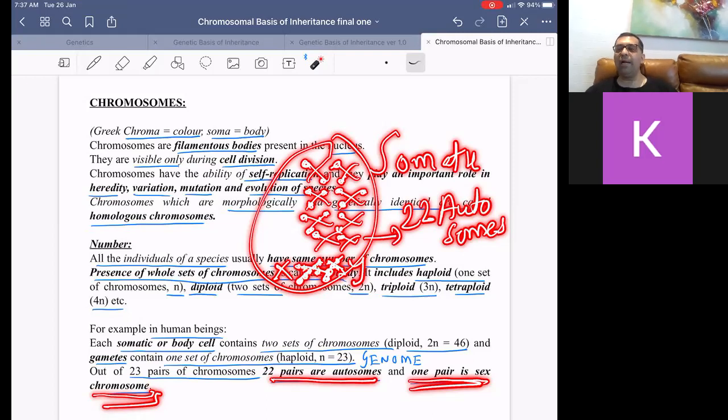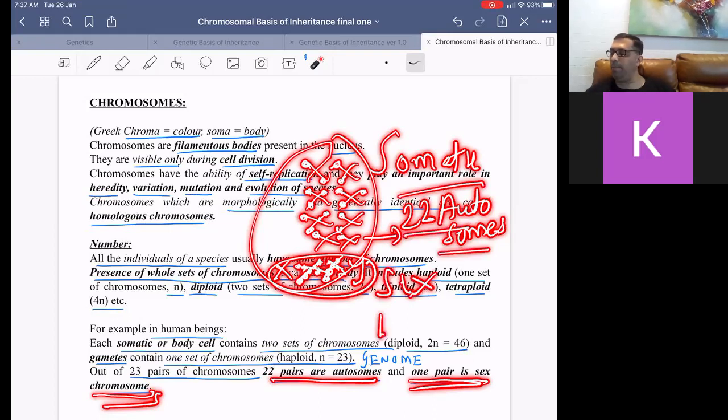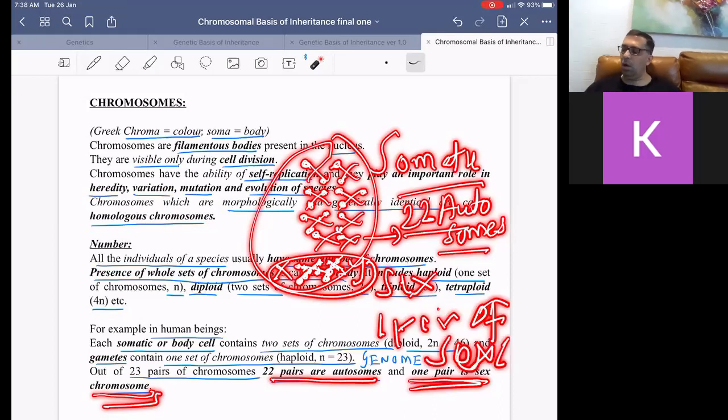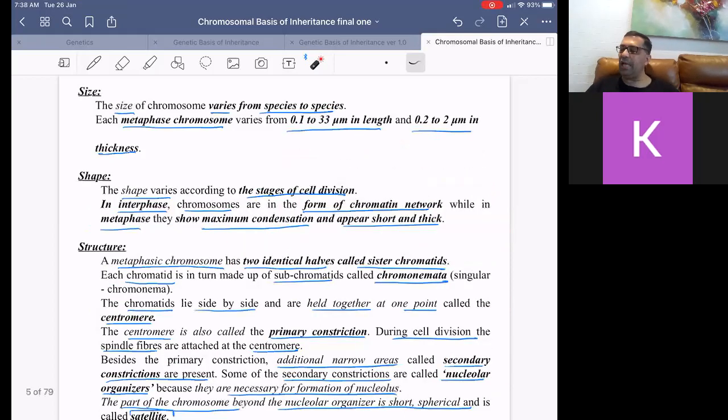So the autosomes are for somatic body characteristics, and X and Y sex chromosomes are for the sexual characteristics. So we have 22 pairs of somatic chromosomes or autosomes, and one pair of sex chromosomes. And that is the way it is present inside humans. So that is chromosomes, and the size of the chromosome varies from species to species.